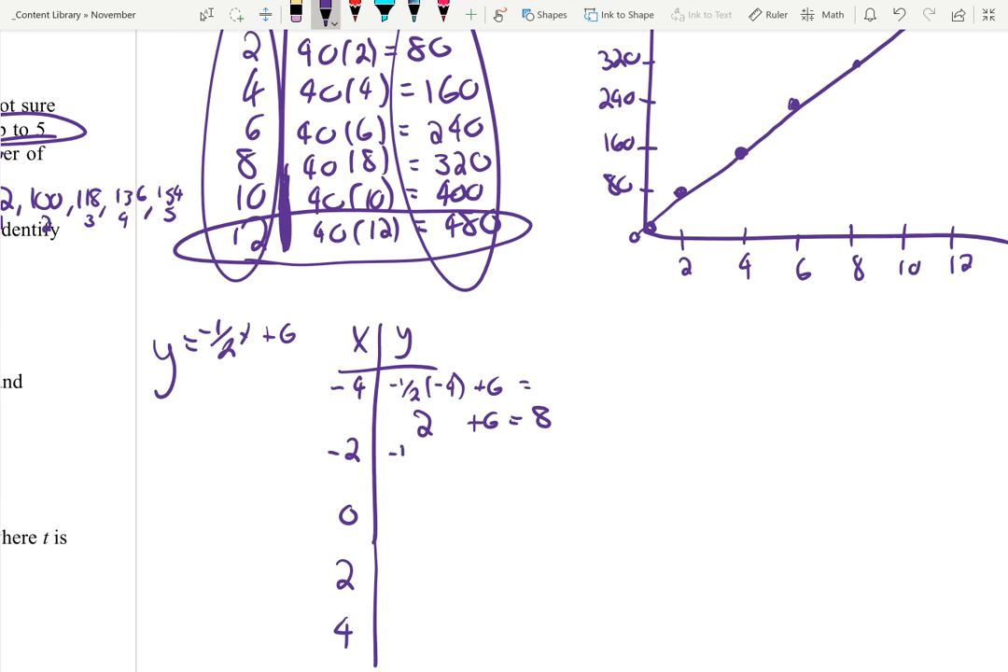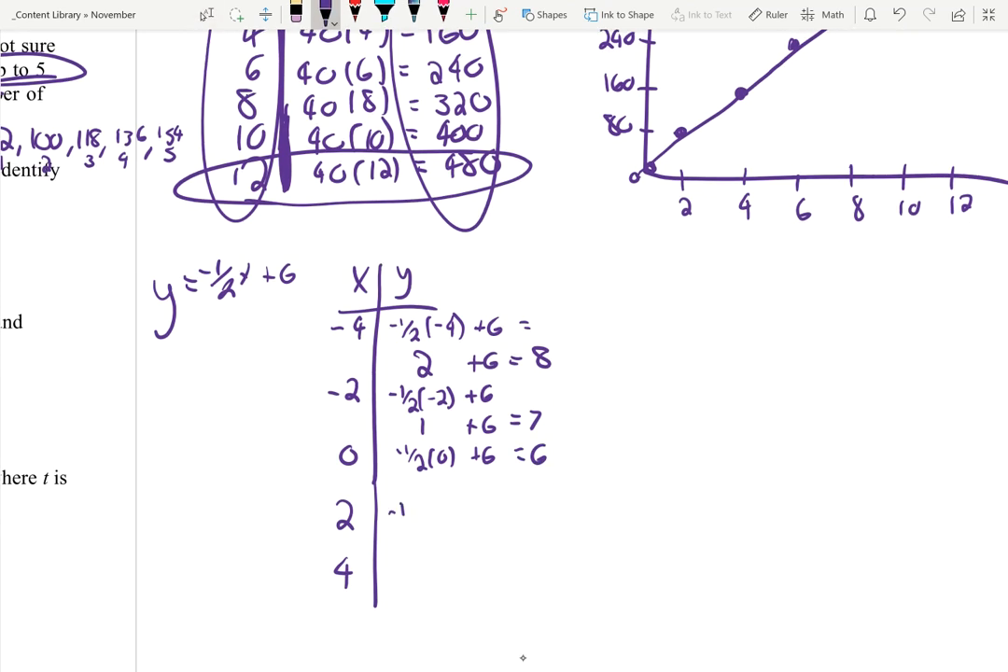Now if you plug in negative 2, we have negative 1/2 times negative 2 plus 6. Again, 2 goes into 2 once, and since these are both negative numbers, negative times negative makes a positive 1. 1 plus 6 is 7. Plug in 0. 1/2 times 0 is going to be 0, of course, plus 6 means 6. If you plug in 2, negative 1/2 times 2 plus 6. So 2 goes into 2 once, and it's times the negative, so it is just negative 1 plus 6, which makes 5.